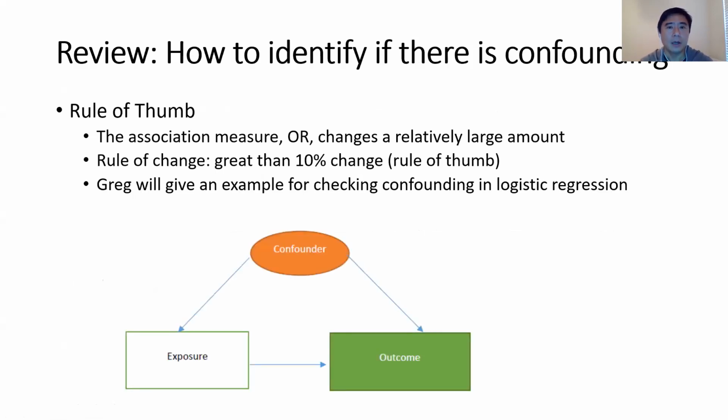Okay, all right. Next, I want to give a little review on how we can identify confounding variables or confounders in multiple logistic regression. This is similar to the way we identify them in multiple linear regression. The difference is that here we have a binary outcome instead of a continuous outcome. If you still remember, the rule of thumb is that if the association measure changes by greater than 10%, then we say there is evidence of a confounding effect.